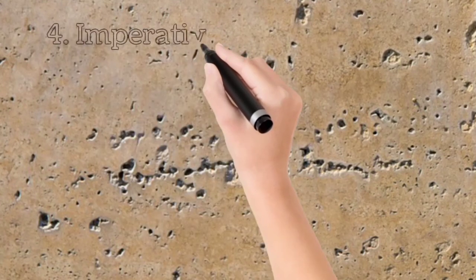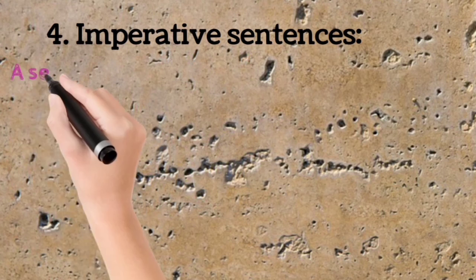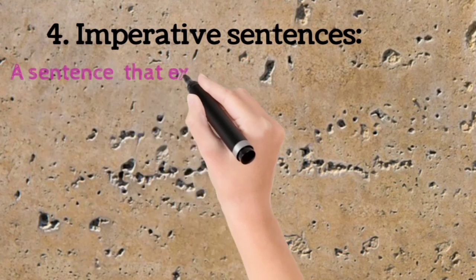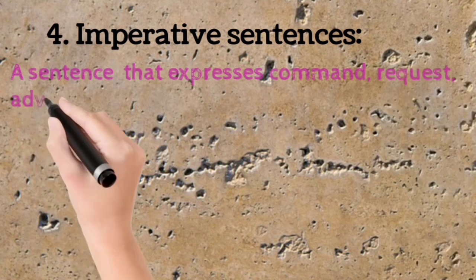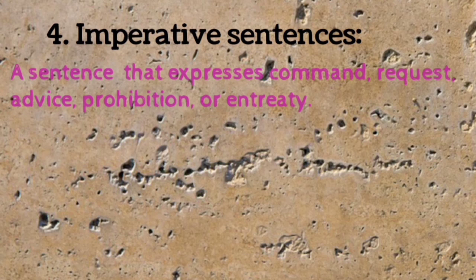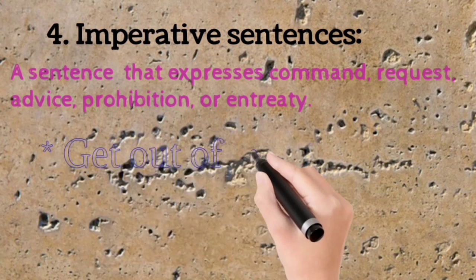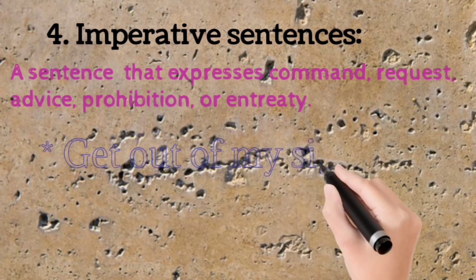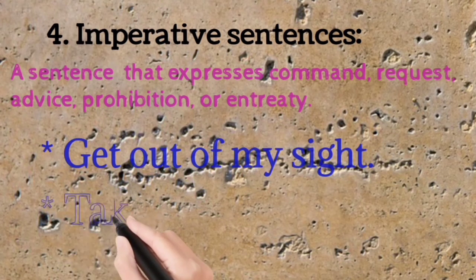Fourth one is imperative sentences. A sentence that expresses a command or request is called an imperative sentence. Like, get out of my sight. Take pity on the poor.